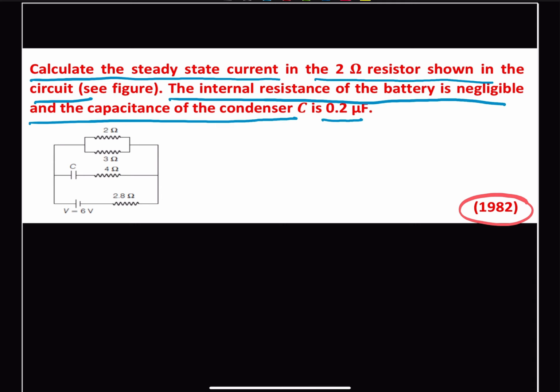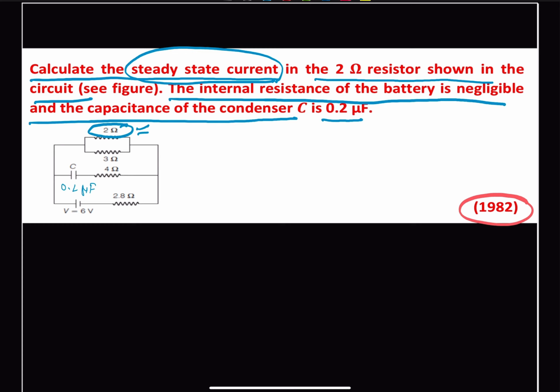So we are given a circuit and we are required to find out the current under steady state condition in this 2 ohm resistance, and along with this resistance we have a capacitor whose capacitance is given as 0.2 microfarad. And we have to make the calculation at steady state. And we already know that under steady state condition our capacitor is going to act as an open circuit.